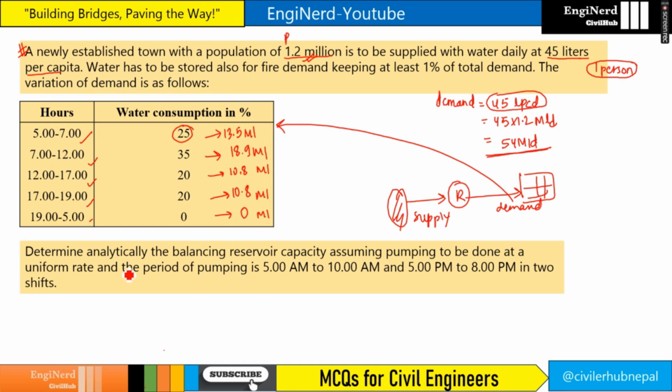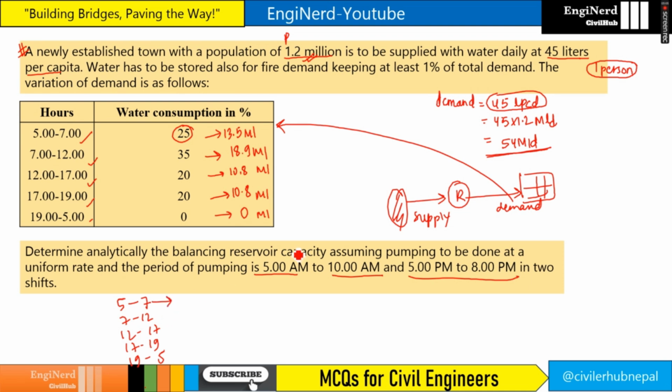Now for the supply part, if you see here, determine analytically the balancing reservoir capacity, assuming pumping to be done at a uniform rate, and the period of pumping is 5 a.m. to 10 a.m. and 5 p.m. to 8 p.m., right? So for the supply period, let's write here 5 to 7, 7 to 12, 12 to 17, 17 to 19, and 19 to 5, right?